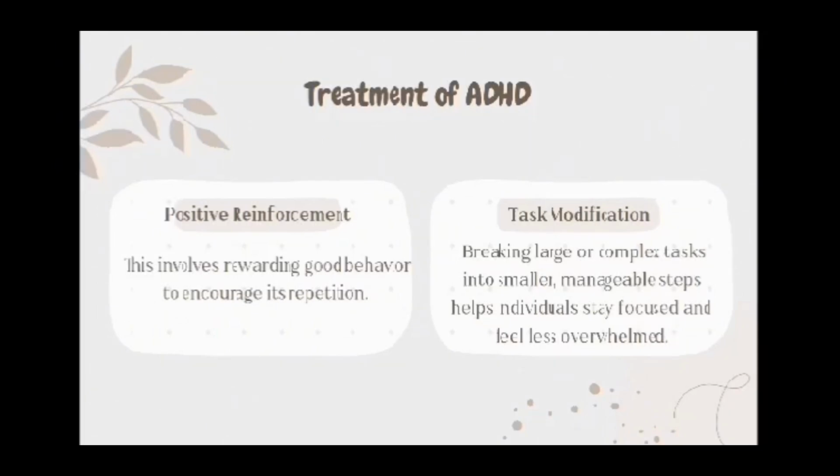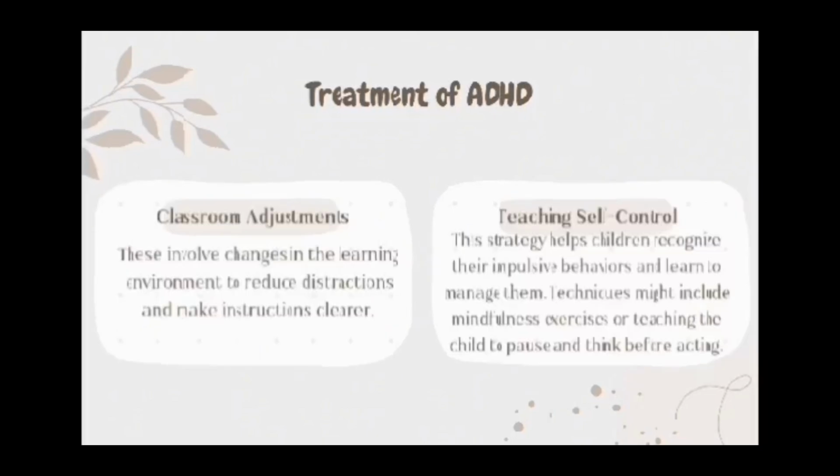Next is classroom adjustment. This involves changes in the learning environment to reduce distractions and make instructions clearer. Next is teaching self-control. So this strategy helps children recognize their impulsive behaviors and learn to manage them. So techniques might include mindfulness exercises or teaching the child to pause and think before acting.